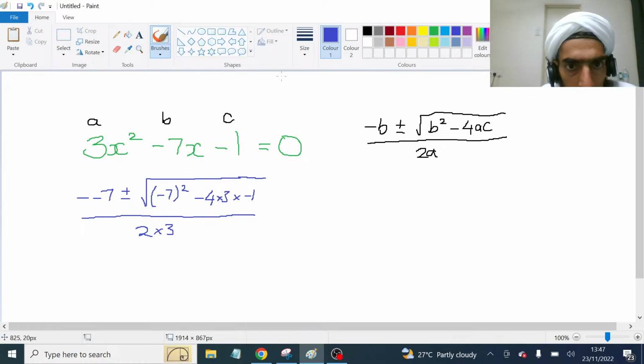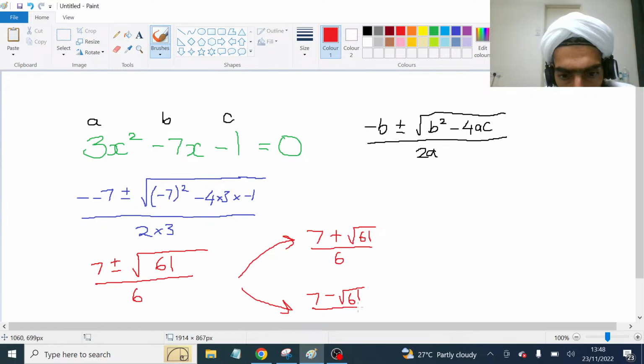Okay, let's see if we can simplify that a little bit. So we've got minus 7, which is plus 7. The plus or minus can be left as plus or minus. All of that underneath a square root, just type that into your calculator, and you should end up with 49 plus 12, which makes 61. And on the bottom, you've got 6. And then with the minus, it's 7 take away square root 61 divided by 6.